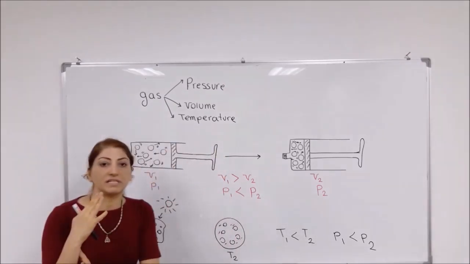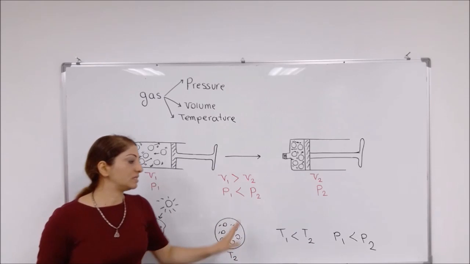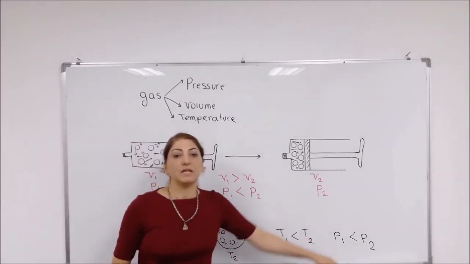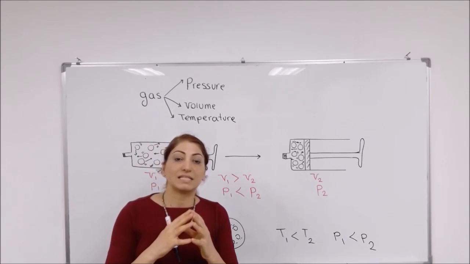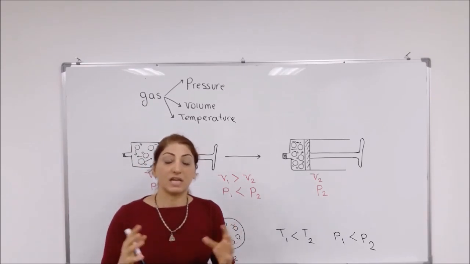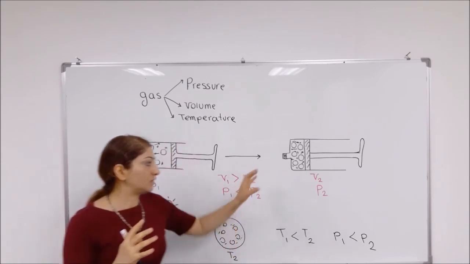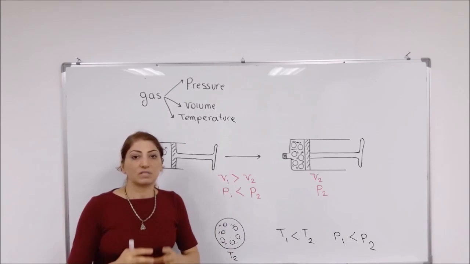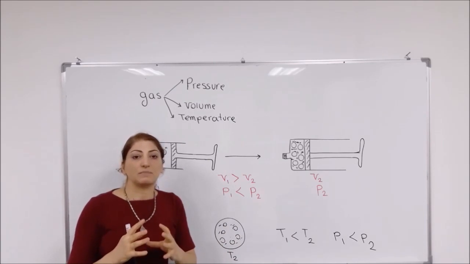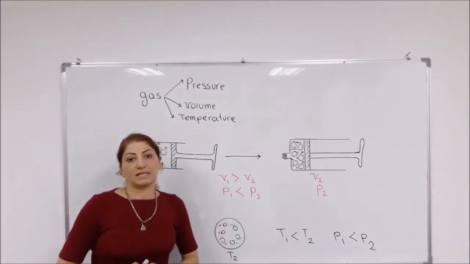The faster they move, the more collisions, and the higher the pressure. So if the motion of the particles of the gas increases, the pressure increases. If the volume of the gas decreases, the pressure increases because the collisions become more frequent with the wall of the place that you are in.